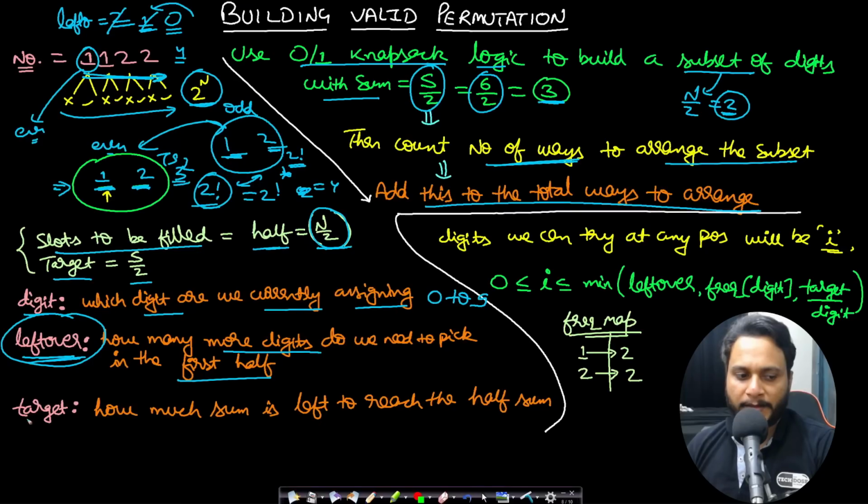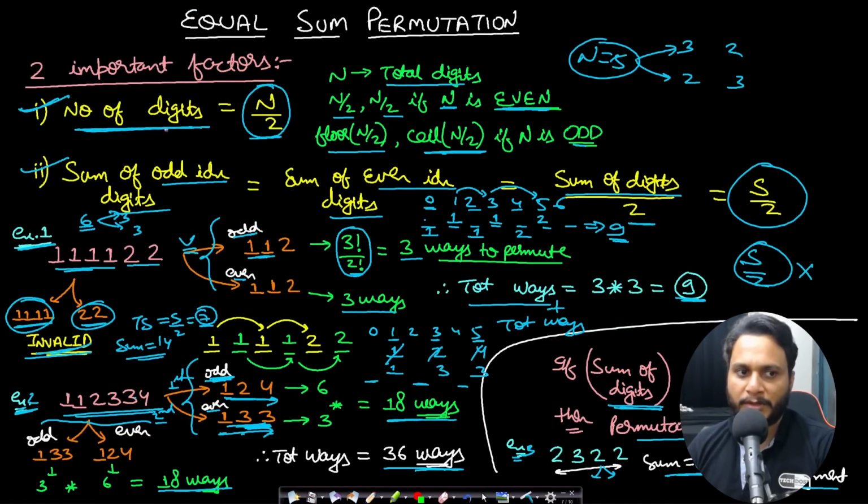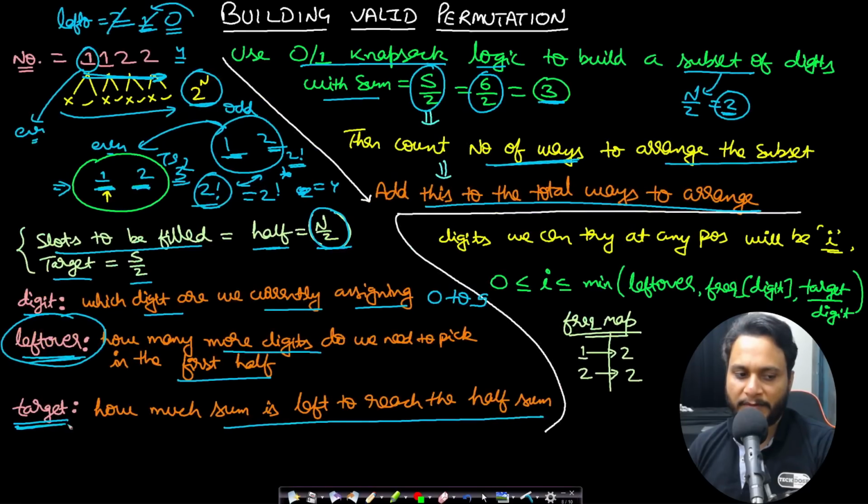Okay. Now the target is about how much sum is left to reach, because we have 2 conditions. As you remember, I mentioned previously that we should take care of the number of digits being exactly equal to N by 2, and this is taken care of by the leftover, and the sum of the odd index should be equal to the sum of the even index, which is equal to the total sum of all the digits by 2, and this is taken care of by the target value.